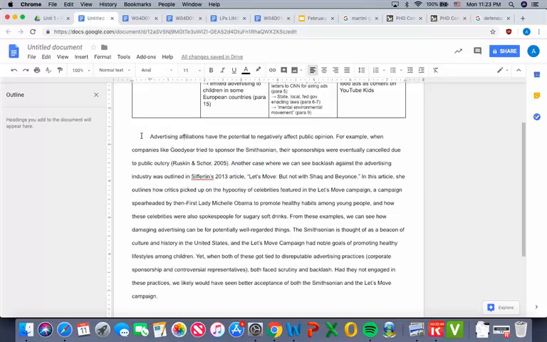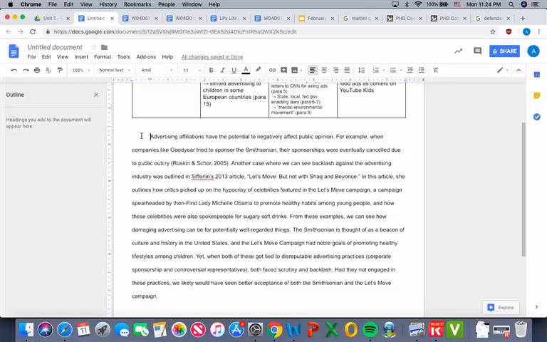So let's take a moment and I'm just going to read out loud the paragraph that I wrote. Advertising affiliations have the potential to negatively affect public opinion. For example, when companies like Goodyear tried to sponsor the Smithsonian, their sponsorships were eventually canceled due to public outcry. Ruskin and Shore, 2005. Another case where we can see backlash against the advertising industry was outlined in Sifferlin's 2013 article, Let's Move, But Not with Shaq and Beyonce.